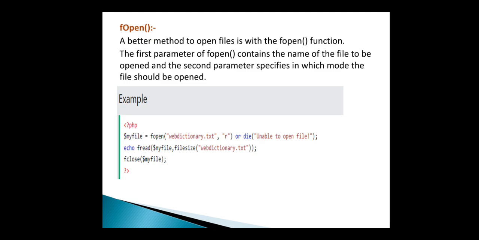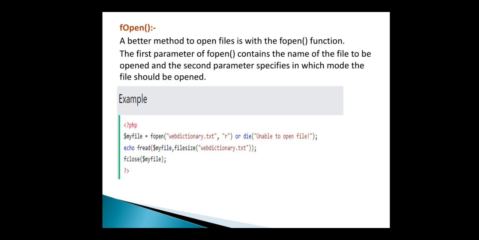Okay, we can only read, right? So the particular variable has been accepted here: my file, comma, file size of web dictionary dot text. Then to close the file, we have to use the function fclose. In the brackets you should give the variable name, that is my file, because we have used my file to open the web dictionary dot text. Okay, so this is the example for the fopen function. This is how fopen works.